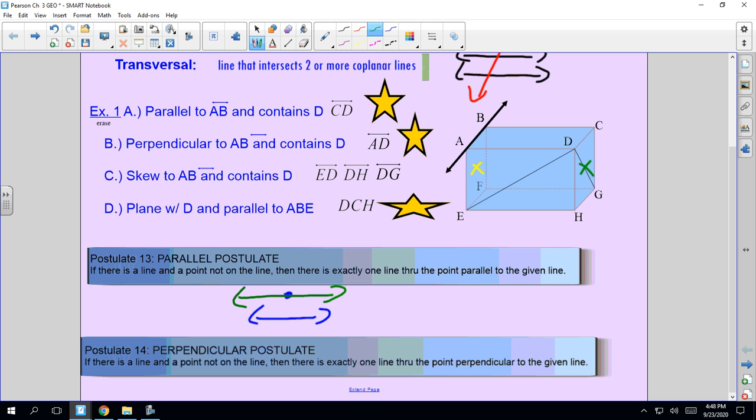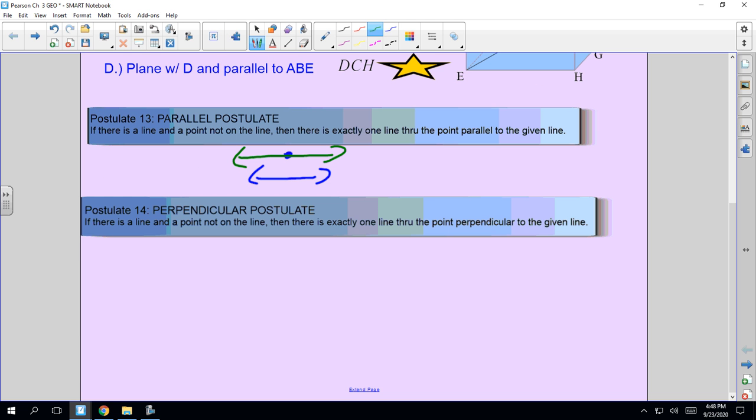So, the second one is the perpendicular postulate. If there is a line, let's do that in blue, and a point not on the line, we'll also do that in blue, there is exactly one line through the point perpendicular to the given line. There's one and only one green line right there, perpendicular to the point.